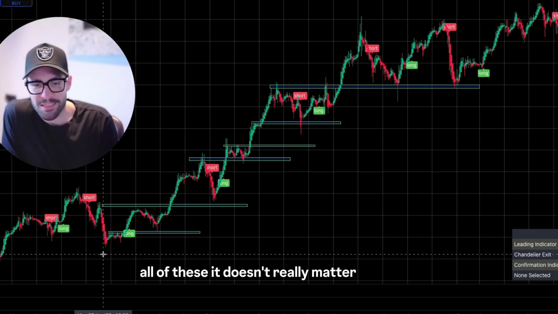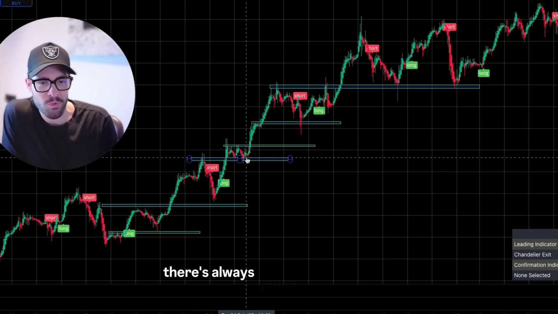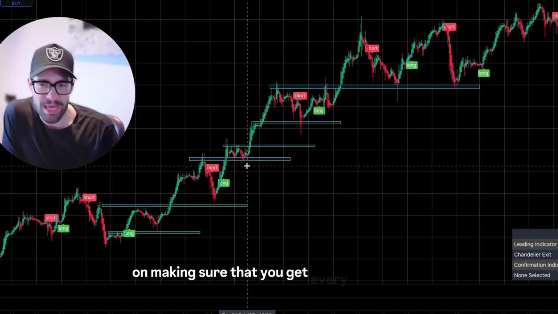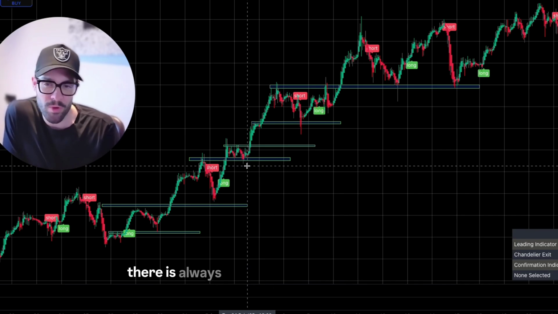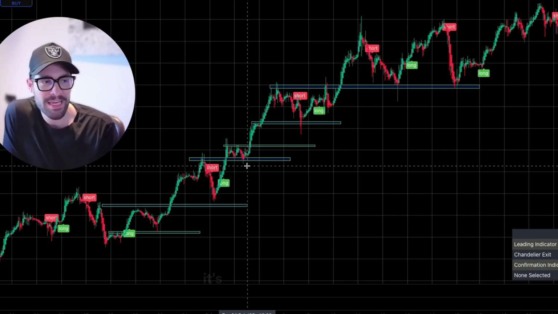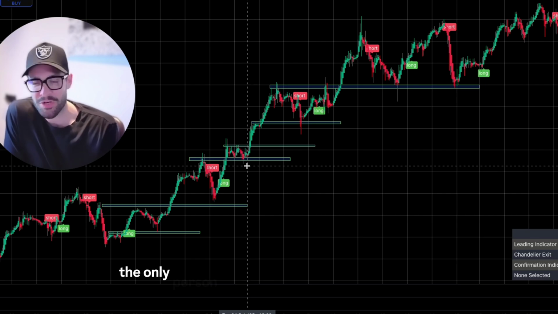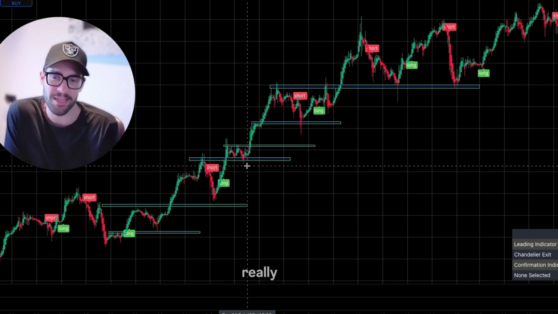It doesn't really matter. There's always going to be another one. There's always going to be another one. So don't get so fixated on making sure that you get every single entry. There is always another entry. And unfortunately, it's rushing these things that ends up losing you money. The only person to blame when you're losing money really is you.